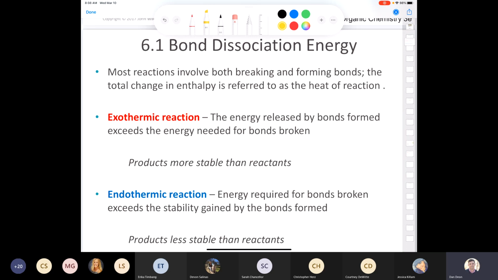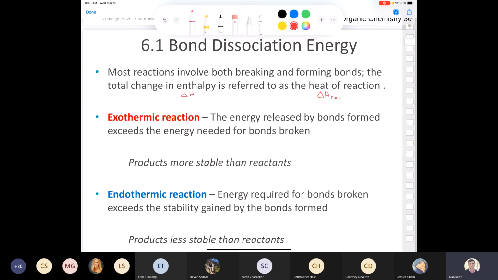Even if you go into high school science, and you discuss the difference between a chemical change and a physical change. Well, a chemical change involves breaking and forming bonds, and so there's going to be a total change in enthalpy associated with that reaction, and that change in enthalpy, that delta H, is referred to as the heat of reaction. Sometimes we'll call it delta H, and then I put Rxn here, which stands for reaction.